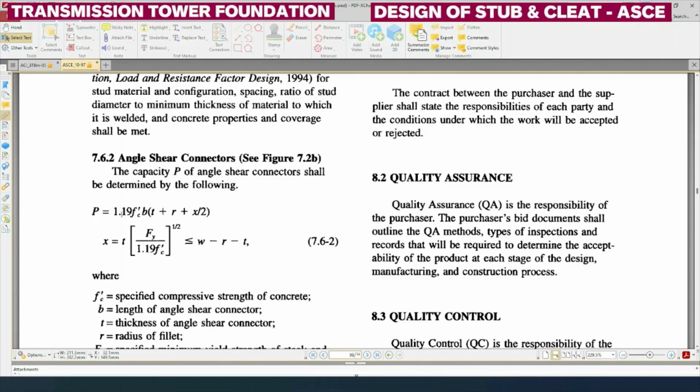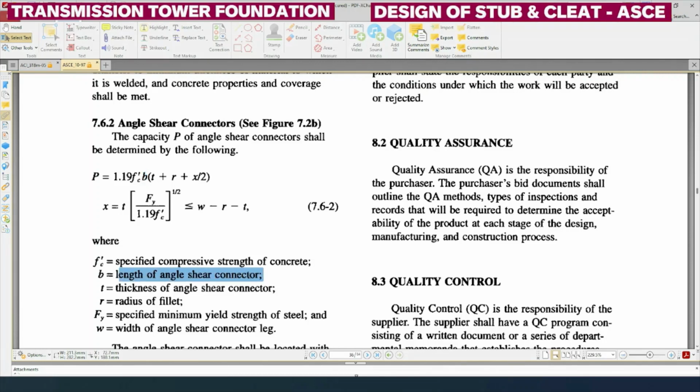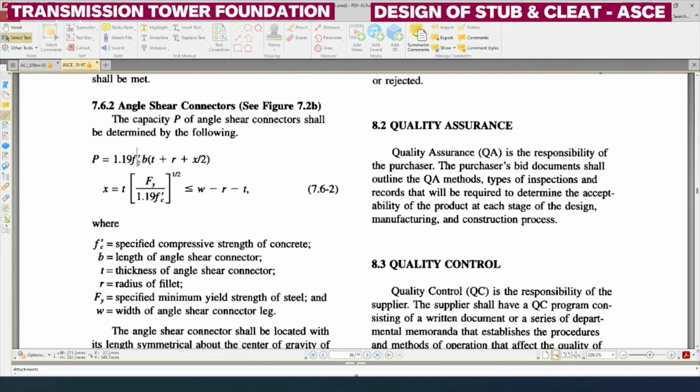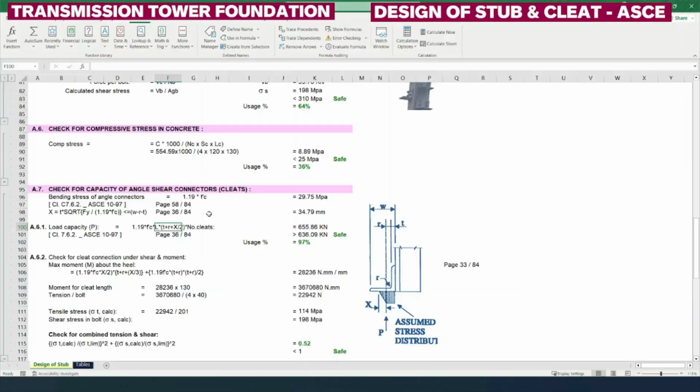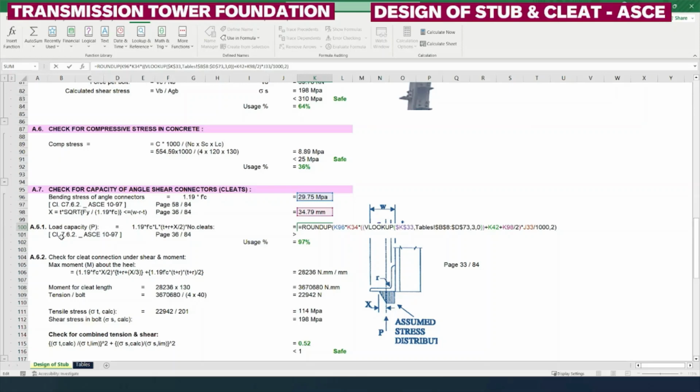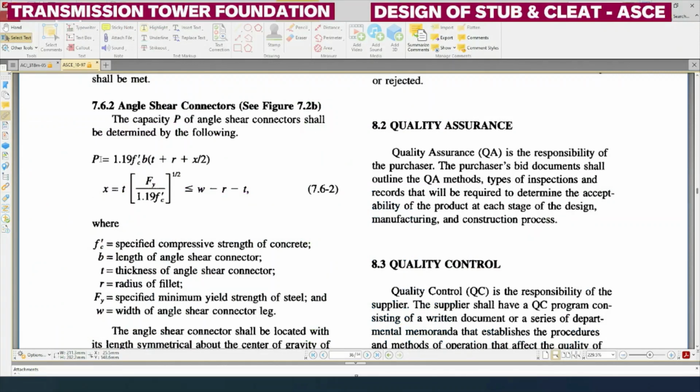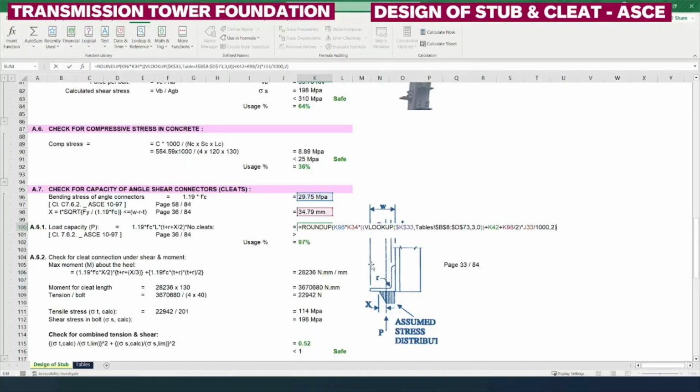1097. P equal to 1.19 Fc into (t plus r plus x by 2). So t is the thickness of the cleat angle, r is the root radius, and p is the length of the cleat angle or shear connector. So those definitions are given here. By applying this formula, we can find out the cleat load capacity, as per the equation given here under clause 7.6.2.